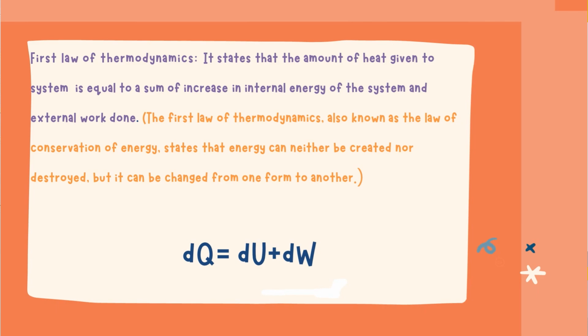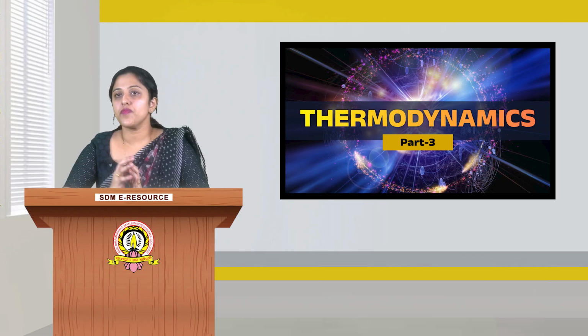Mathematically it is represented as dQ = dU + dW, where dQ represents the heat generated or heat supplied, dU is the change in internal energy and dW is the work done.